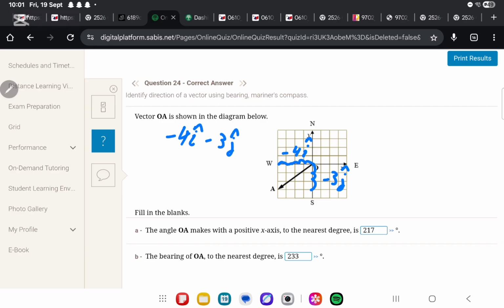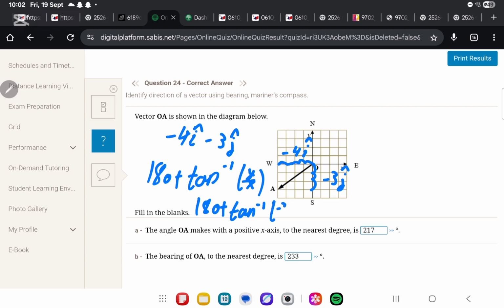Okay, now the angle that OA makes with the positive x-axis, as you can see, it's negative, right? So x is less than 0. So what we're gonna have to apply is 180 plus tan inverse of y over x. So 180 plus inverse tangent of negative 3 over 4, or negative 3 over negative 4. So this gives me 217 degrees. That's the answer to my first part.